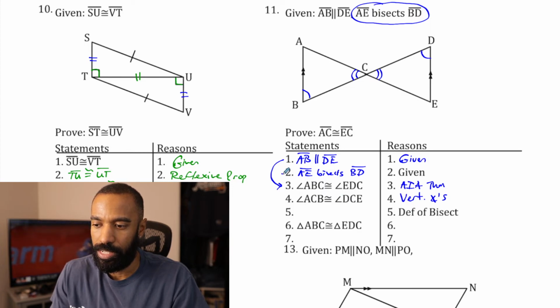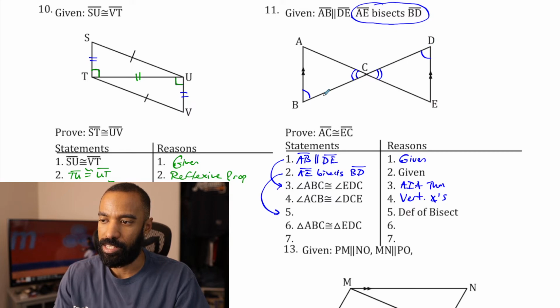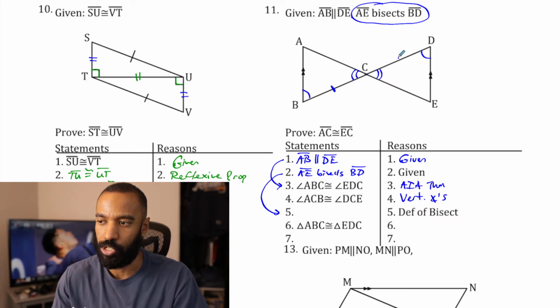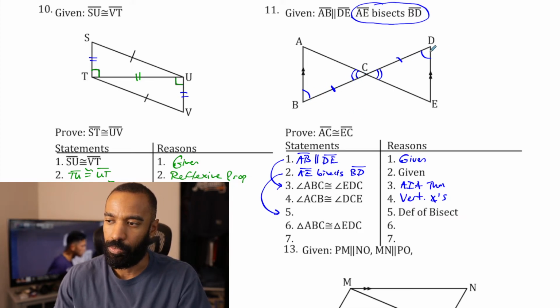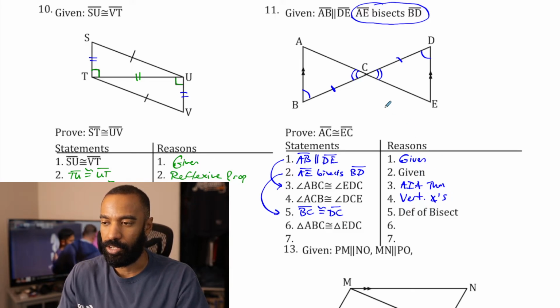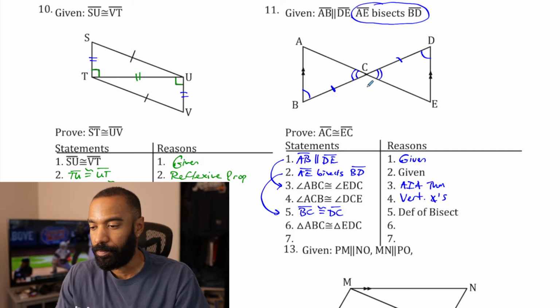Number 5 is the definition of bisector portion. So we're going to use the definition of bisector to make a statement here. If this segment bisects this segment, then this segment is intersecting the segment at its midpoint. That means C is the midpoint of segment BD, which means this is bisected into two congruent parts right here. We want to say that segment BC is congruent to segment DC. That is the definition of segment bisector. We don't know that BD bisects AE, by the way.